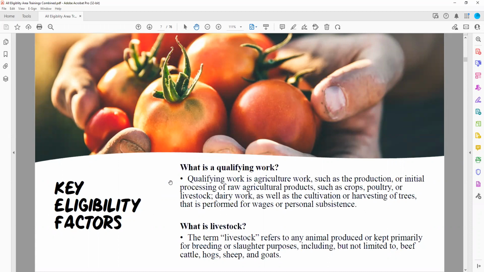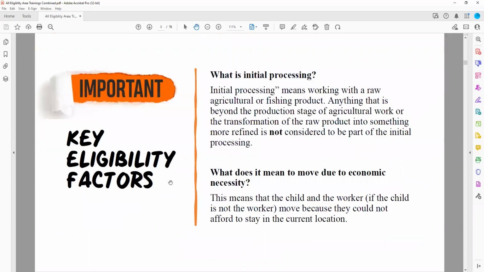You've got everything from processing raw agricultural products, you've got crops, things grown in the field, poultry, livestock, dairy, all of those can be qualifying work. Livestock can be any animal kept primarily for breeding or slaughter purposes, which includes beef, hogs, sheep, goats, things like that. So we'll talk a little bit later on also about initial processing.